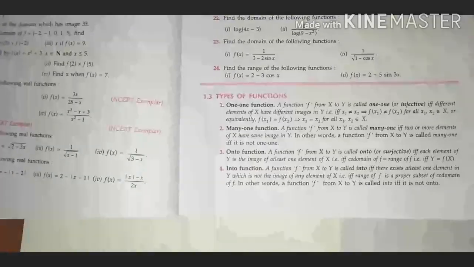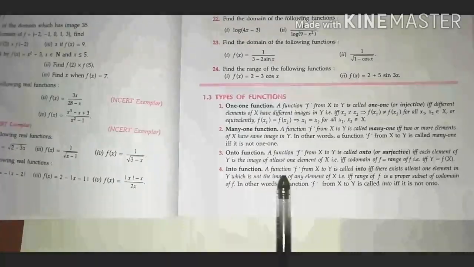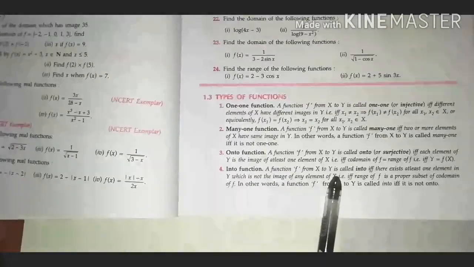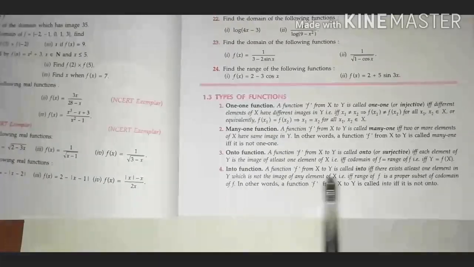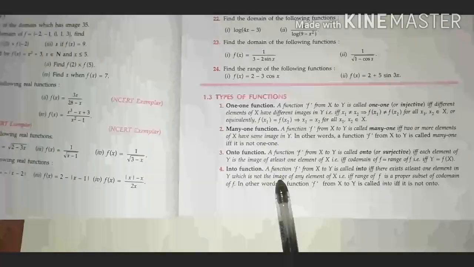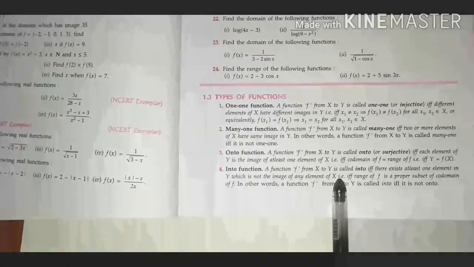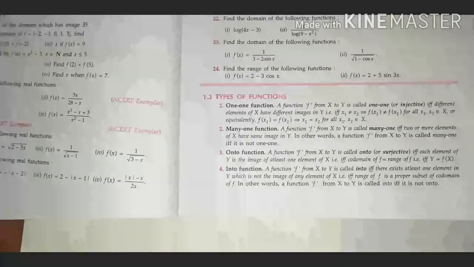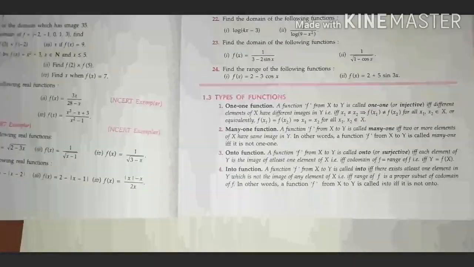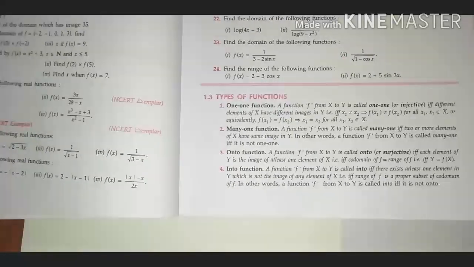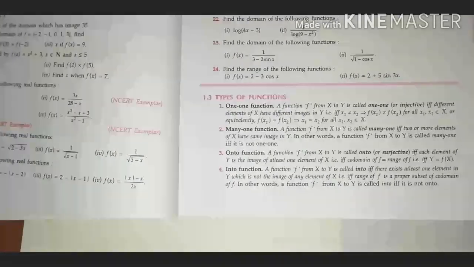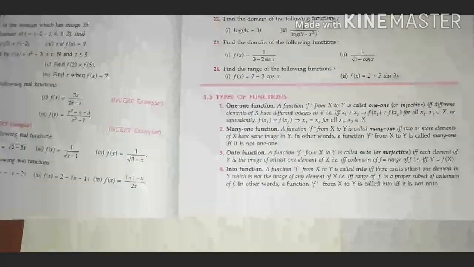Next thing, it is into function. Its definition: a function f from X to Y is called into if and only if there exists at least one element in Y which is not the image of any element of X. We can use the same example, that is also defined on the basis of the second element. There should be at least one element in the second set which does not have any pre-image.